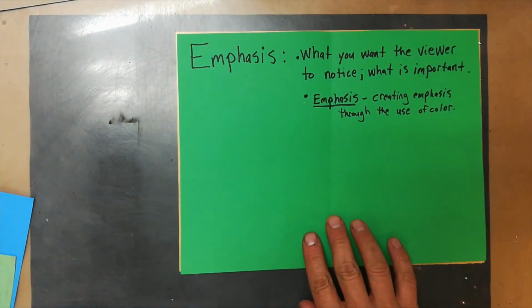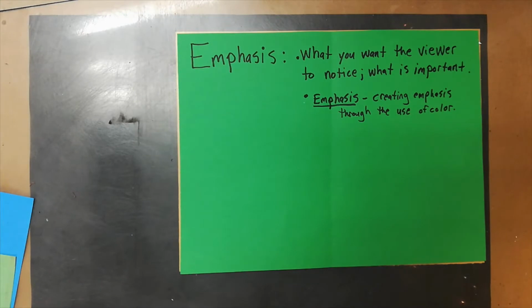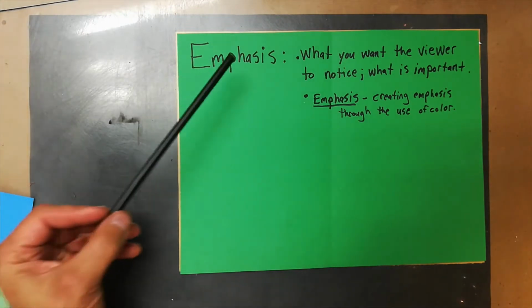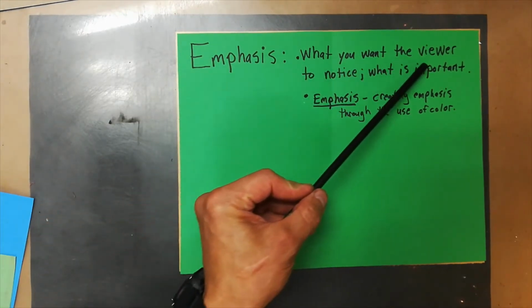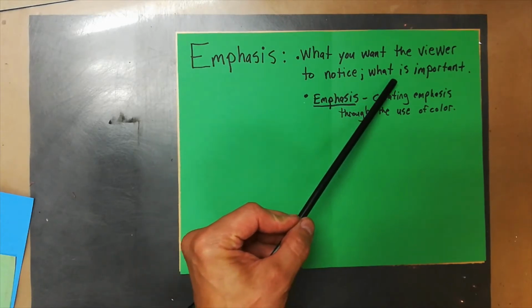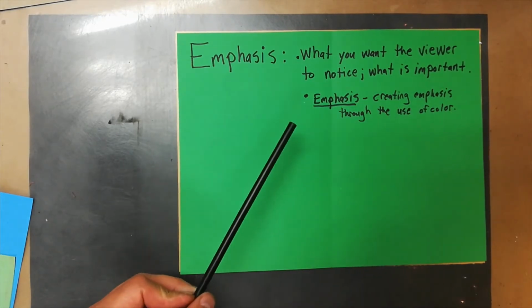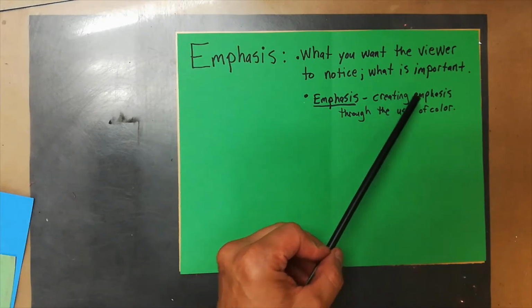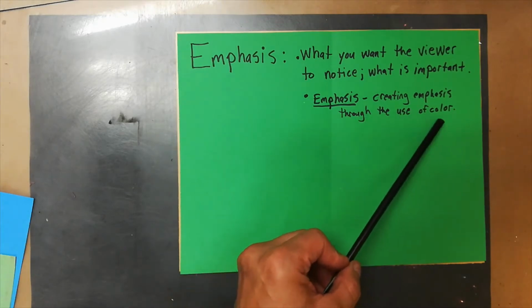Let's discuss emphasis. Emphasis is another tool that artists use. We can create emphasis two ways. Emphasis is what you want the viewer to notice. What is important? Emphasis, creating emphasis through the use of color.